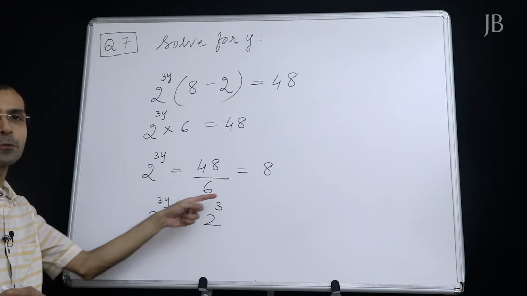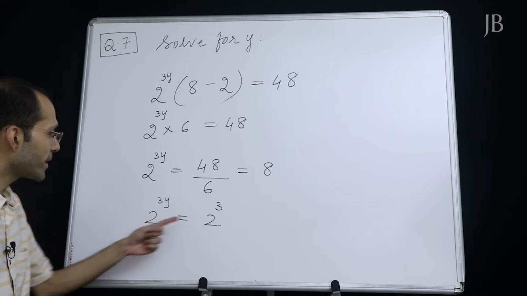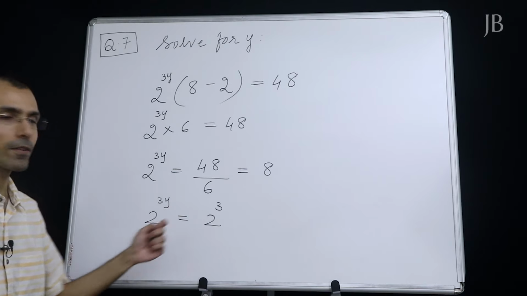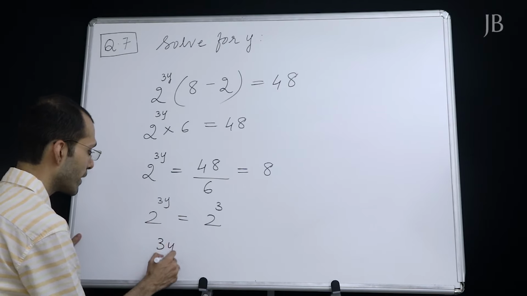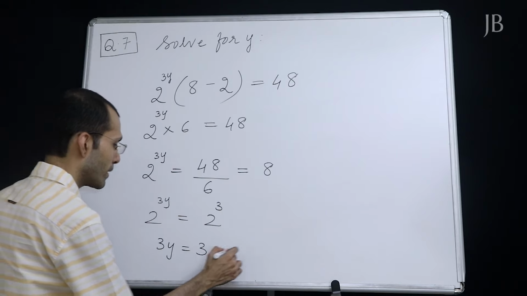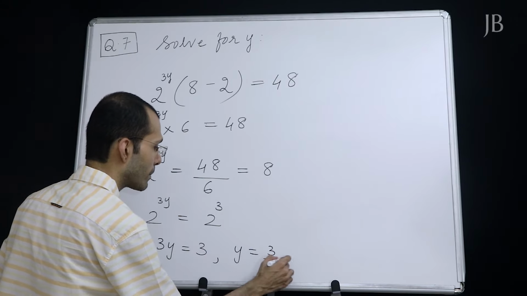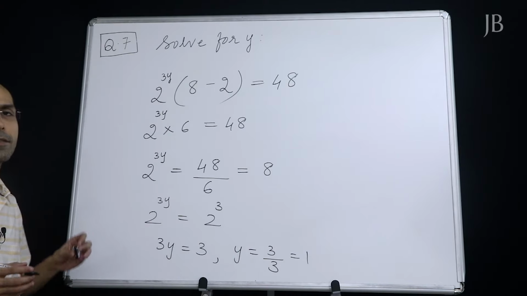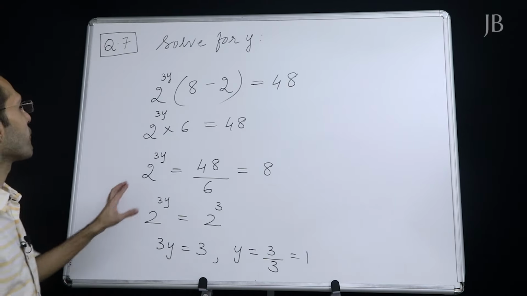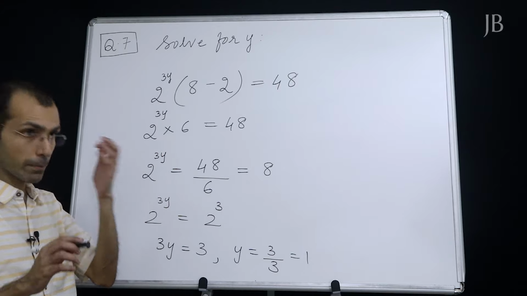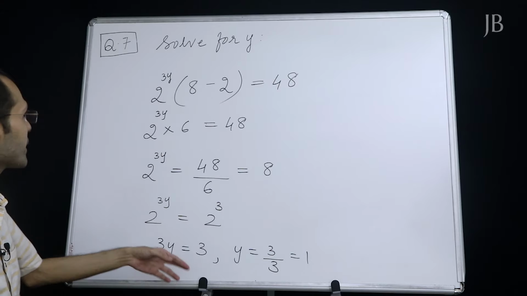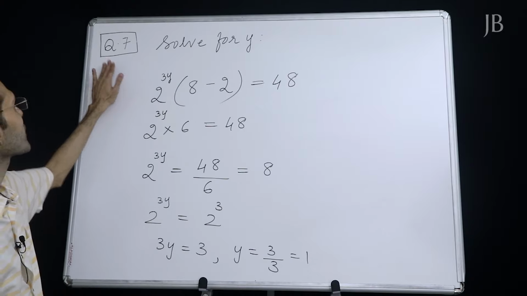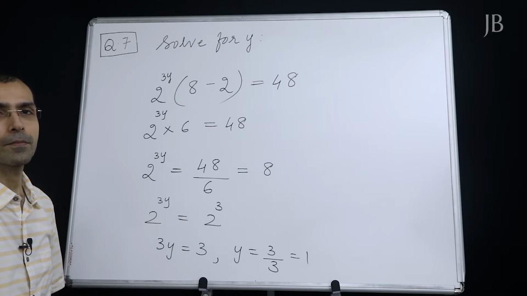8 can be written as 2 raised to 3. So what happens? The bases will be equal. So we can now equate the powers. So we will have 3y equaling 3. So y will equal 3 upon 3, that is 1. So ultimately we have easily solved it, and this is a little different sum, but it's quite important. Okay, so y is equaling 1, and this completes your question 7.